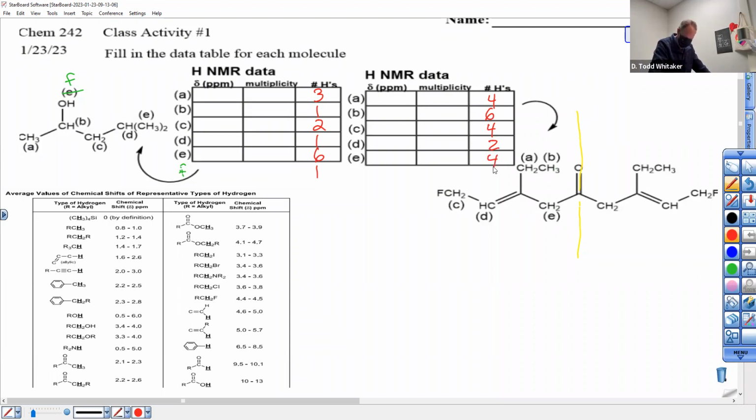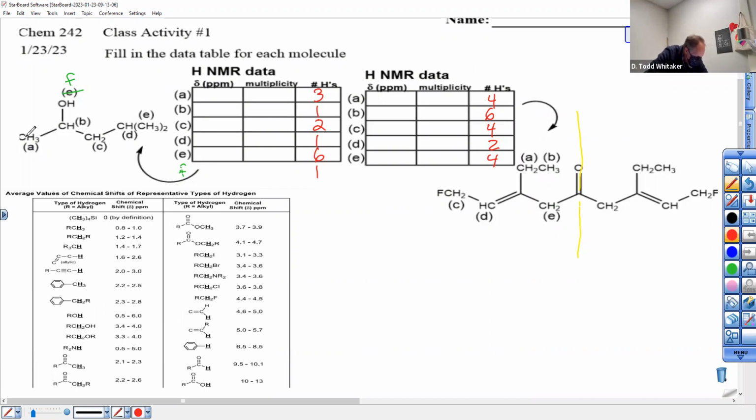And that's the first question. How many H's? Well, it's the third, but it doesn't matter which order you do them in. Multiplicity is the tricky one. Let's do it last. The delta has to do with using the table given and matching the type of hydrogen. It's the type. You're never going to find these molecules on your exam, but the type.